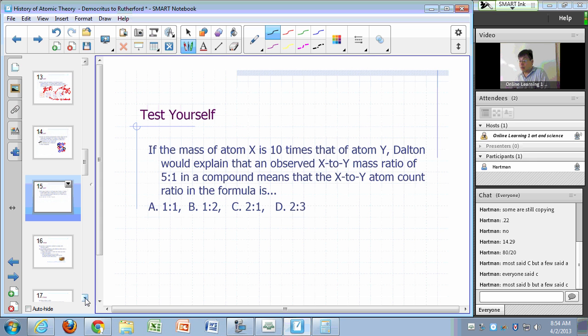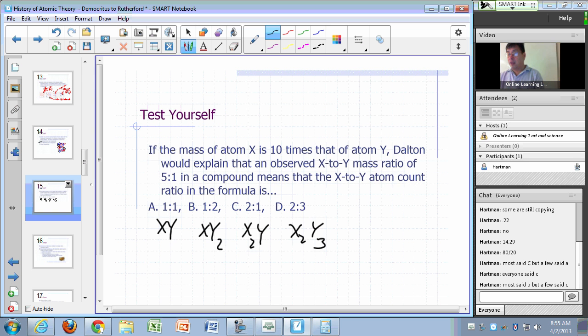Let's try this one. The mass of atom X is 10 times the mass of atom Y. Dalton explained that an observed X to Y ratio of 5:1 in a compound means that the X to Y atom count in the formula is 1:1, 1:2, 2:1, or 2:3. In other words, is the formula of the compound XY, XY2, X2Y, or X2Y3? What's the formula of the compound?